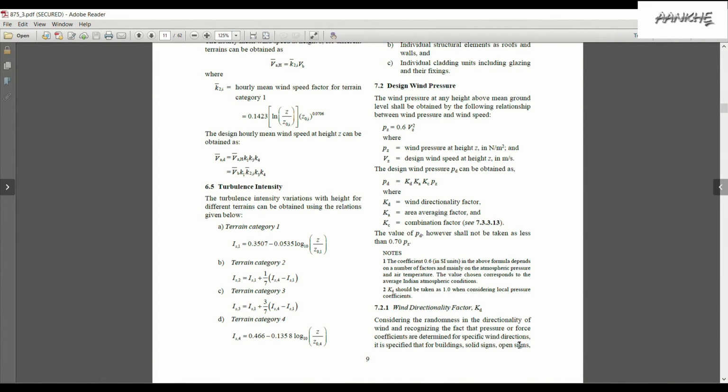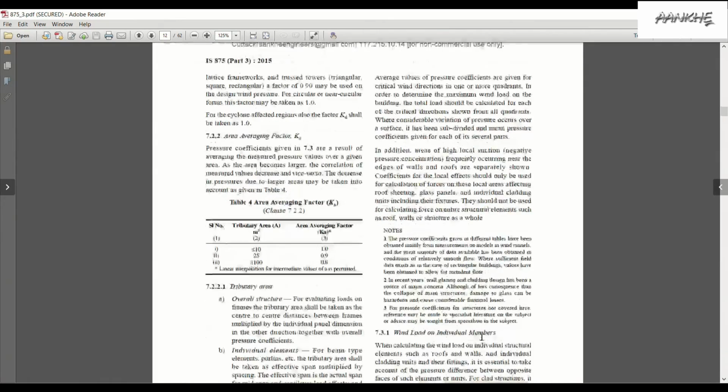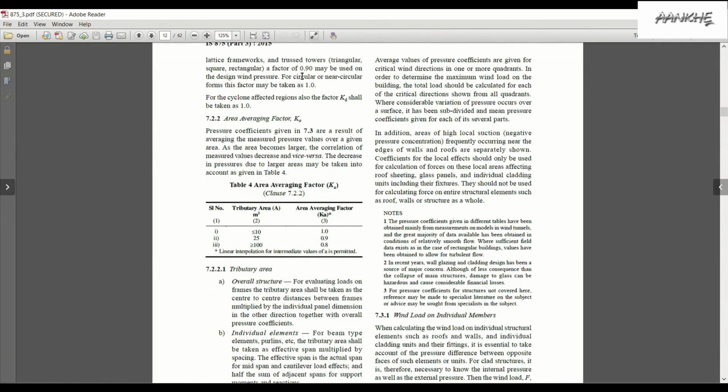Building, solid sign, open sign. So our Kd will be 0.9. If it is a cyclonic area, then we have to take 1, but 39 meter per second is not a cyclonic area, so it is 0.9.